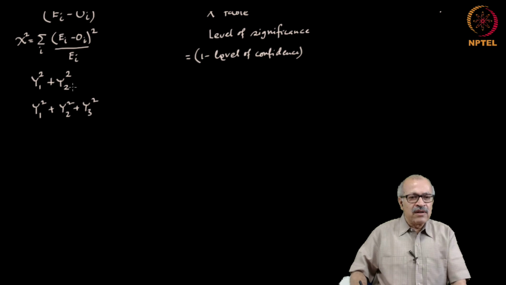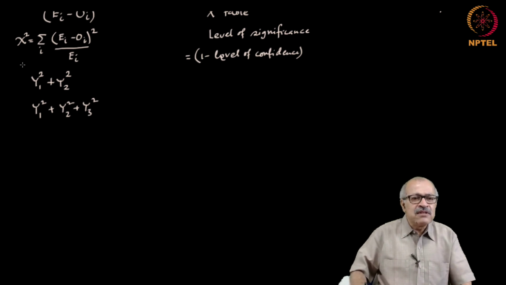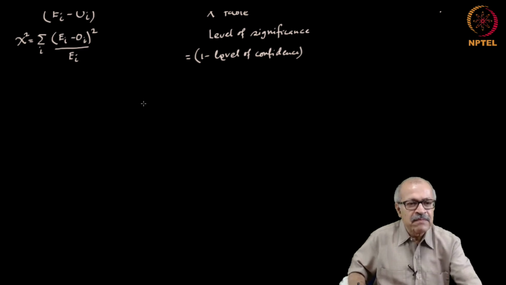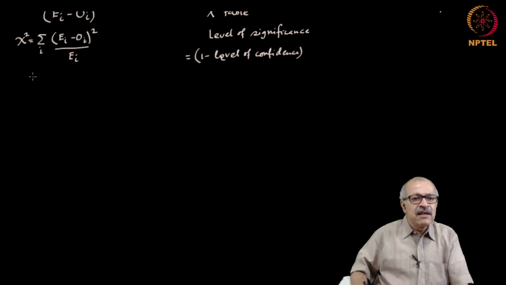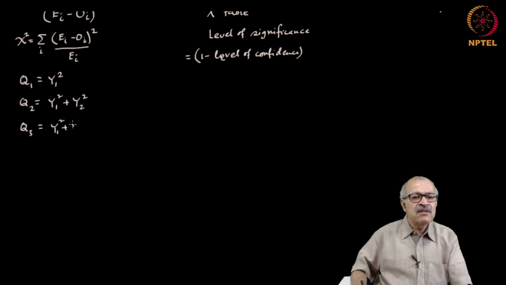Normally, let me just clear it and write it once. Normally, we give it a particular name. We say that, let us say a variable q1 is defined as simply y1 square, where y1 is a random variable. q2 is y1 square plus y2 square, where y1 and y2 are both independent random variables. q3 is equal to y1 square plus y2 square plus y3 square, where all three are independent random variables.